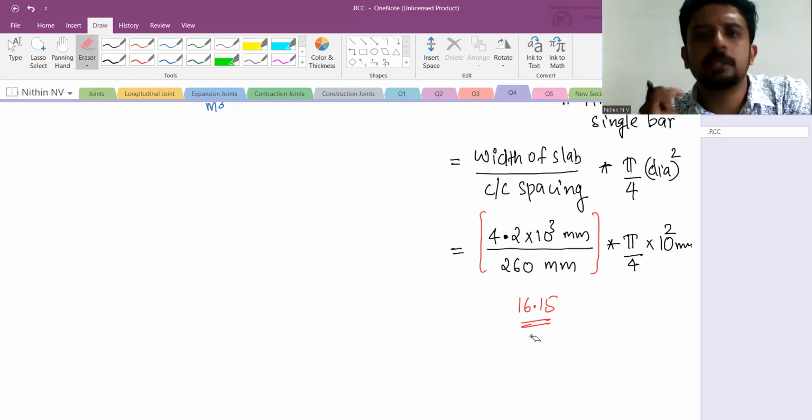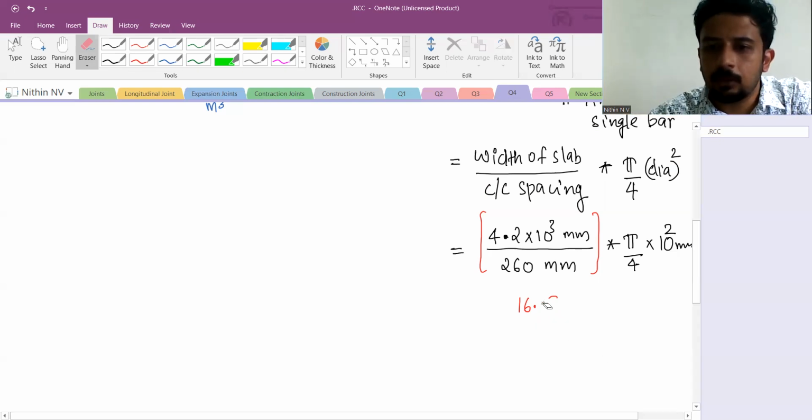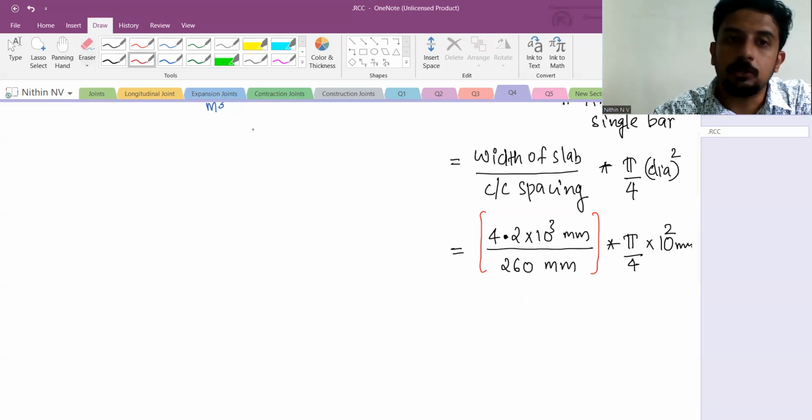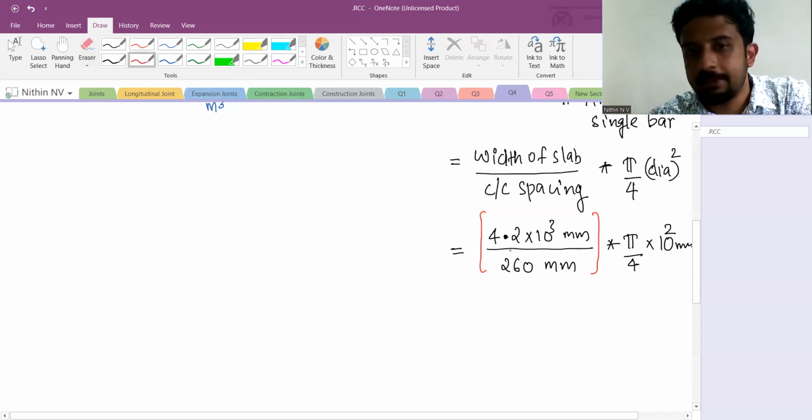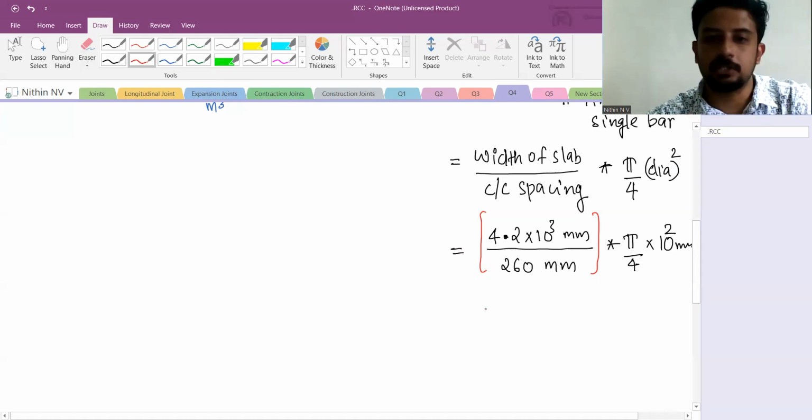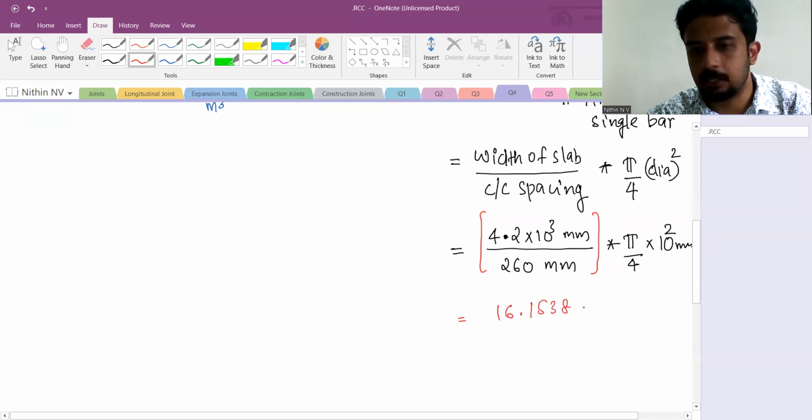So while doing the question, what you should not do is round it off to an integer. Whatever you are getting, take as it is. Once you are calculating it, you're going to get something like 16.1538. Take as it is. Okay, no need to round it off. Got it, guys? Into pi by 4 into 10 square, or 100.